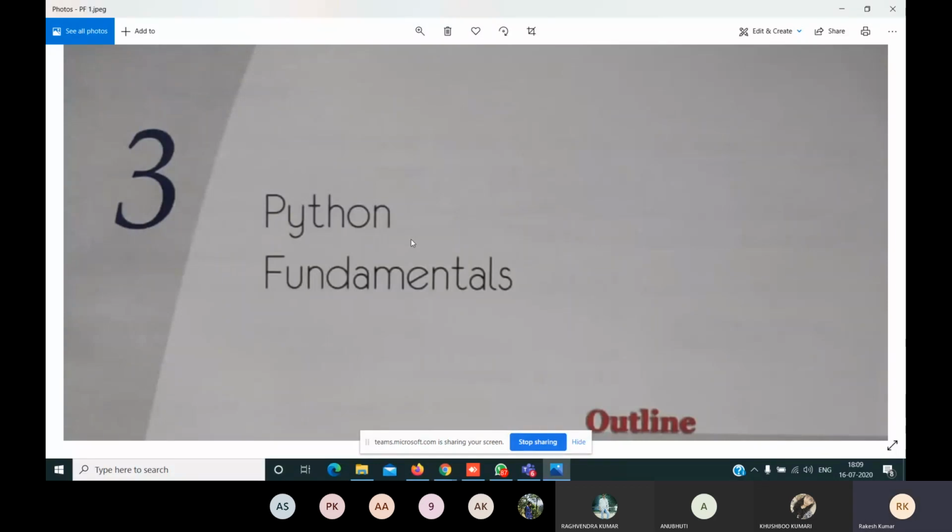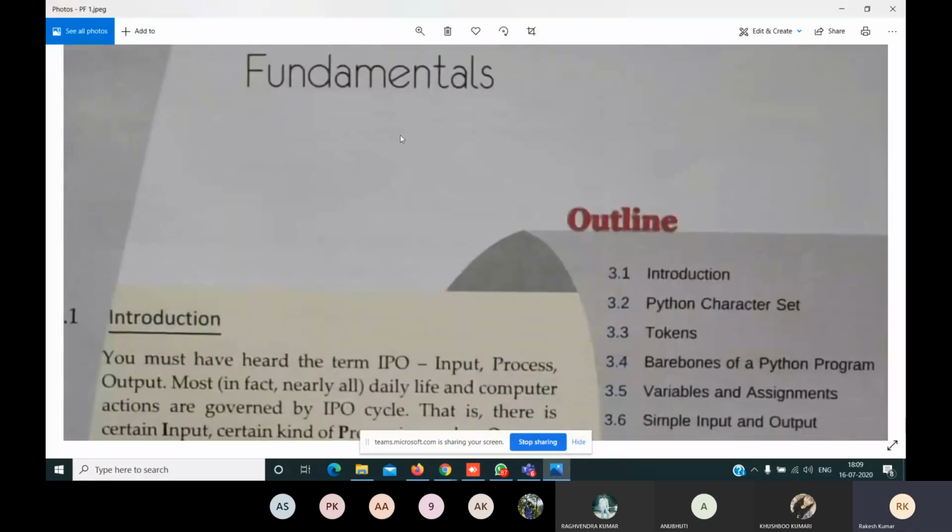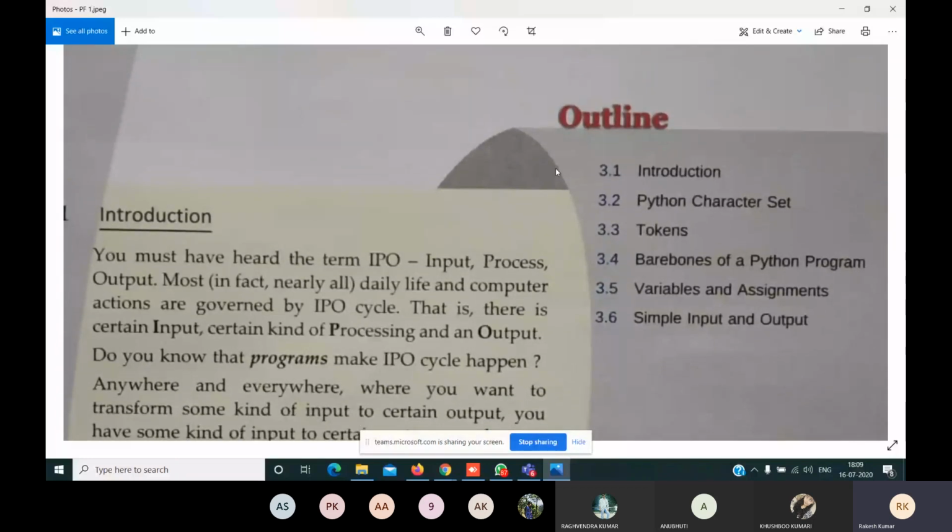Now the last chapter is over. Today, a new chapter. We are going to start Python fundamentals. Python programming fundamentals. In this chapter we learn introduction, Python character set, tokens, bare bones of Python programs, variables and assignment, simple input and output in Python. So you know about the introduction.